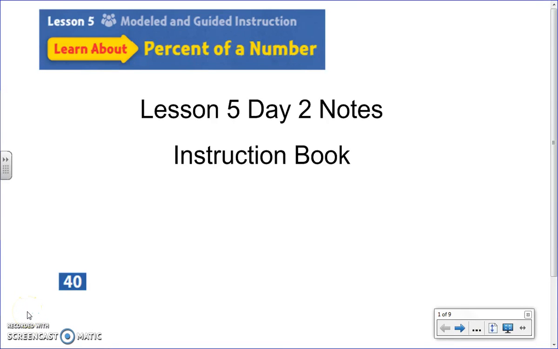This is Mr. Gillum, and today we're going to be learning about percent of a number. This is lesson 5, day 2, and it's in your instruction book on page 40.